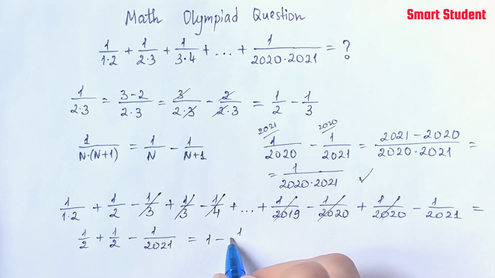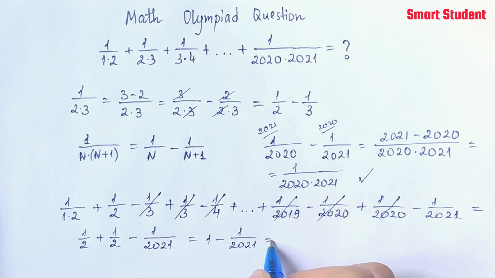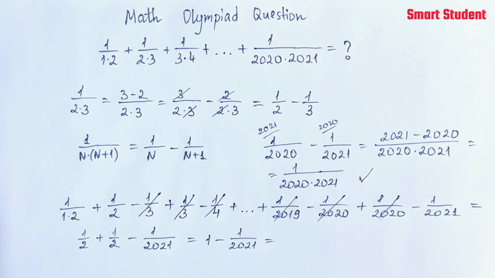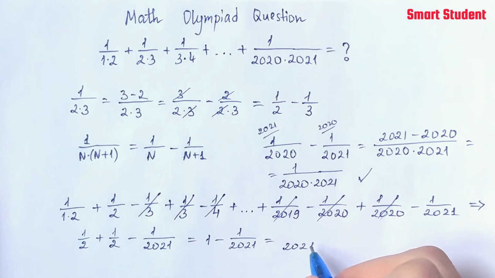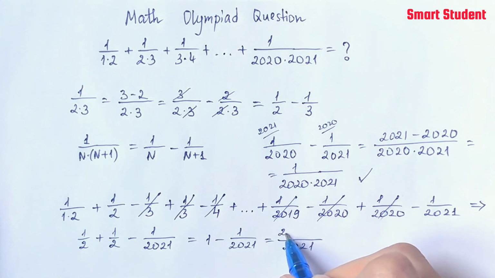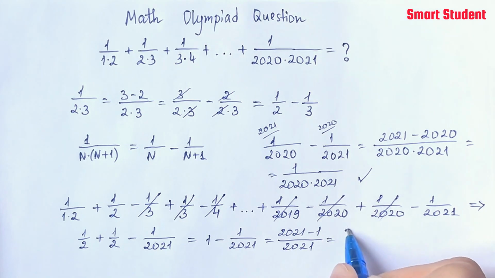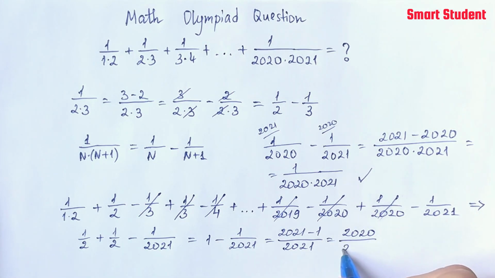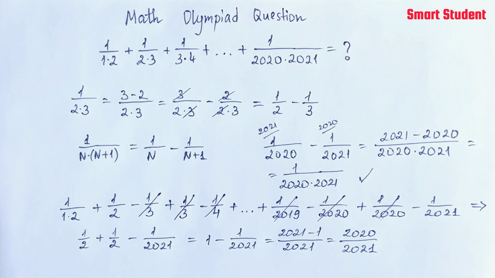So there will be only two fractions left, 1 and 1 over 2021. And it's not difficult to calculate 1 minus 1 over 2021. It will be 2020 over 2021. And this is, my friends, the answer to this problem.